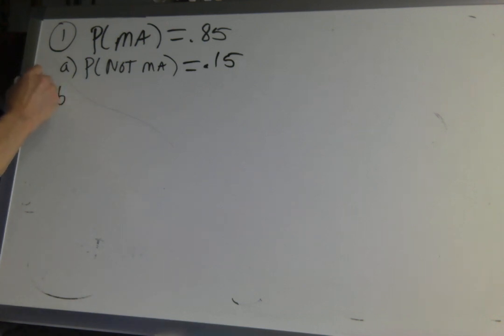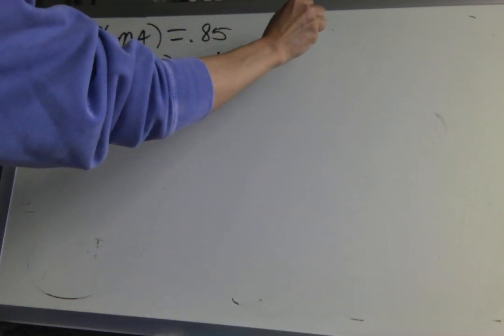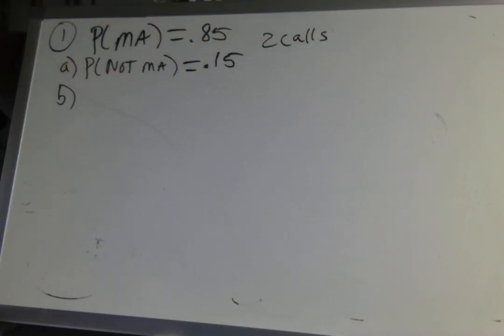All right, now we're doing our 2, I'm sorry, I didn't write that. Our 2 calls, right? Probability both are for medical assistance. So, you know, the other day when I was doing the tree diagrams, I was trying to foreshadow, hey guys, we're not going to be doing tree diagrams anymore.